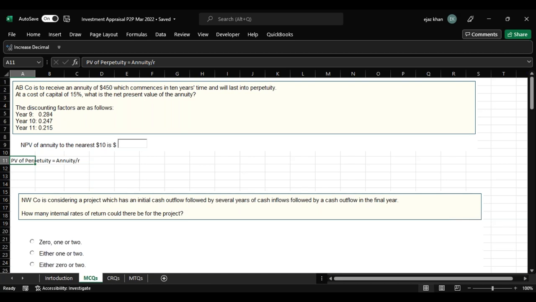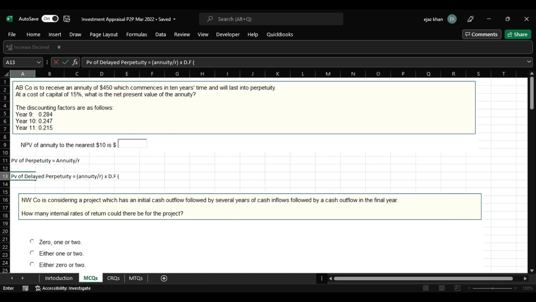So if we are going to receive the first $5,000 in 2 years' time or 3 years' time or 4 years' time, that means there is a delay. In that case, how do we calculate present value of perpetuity? Present value of delayed perpetuity will be calculated by dividing the annuity by R and then multiplying it by the discount factor.